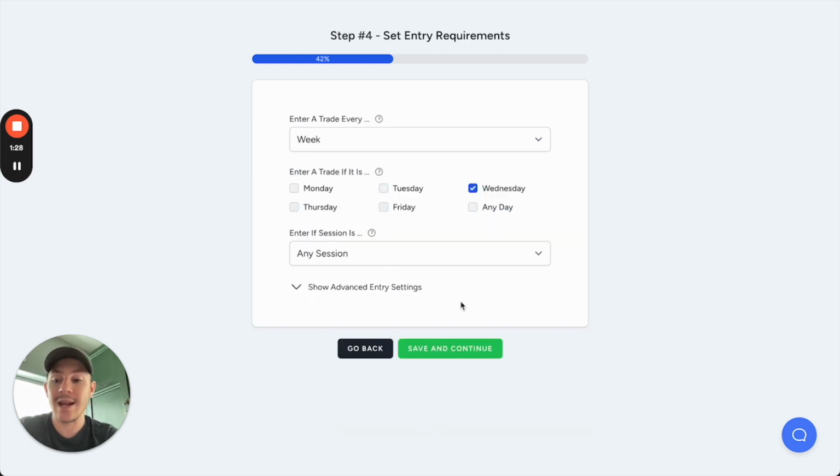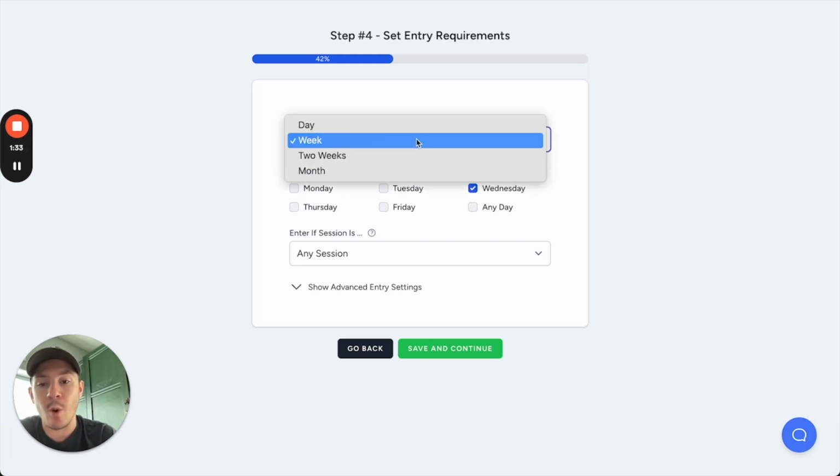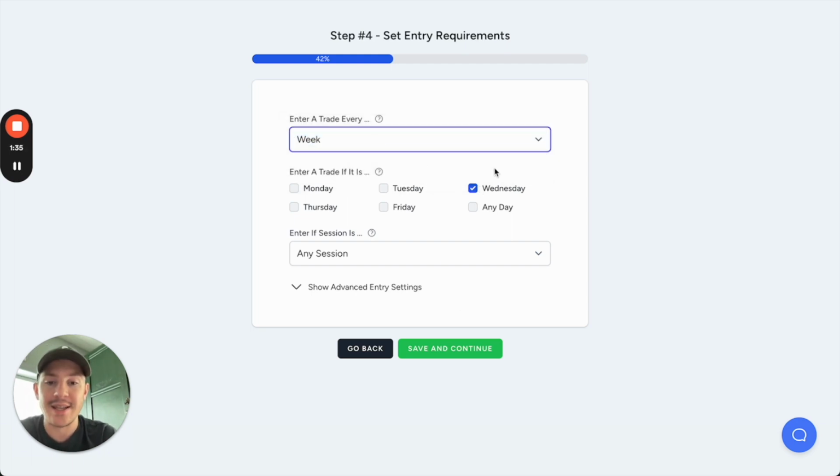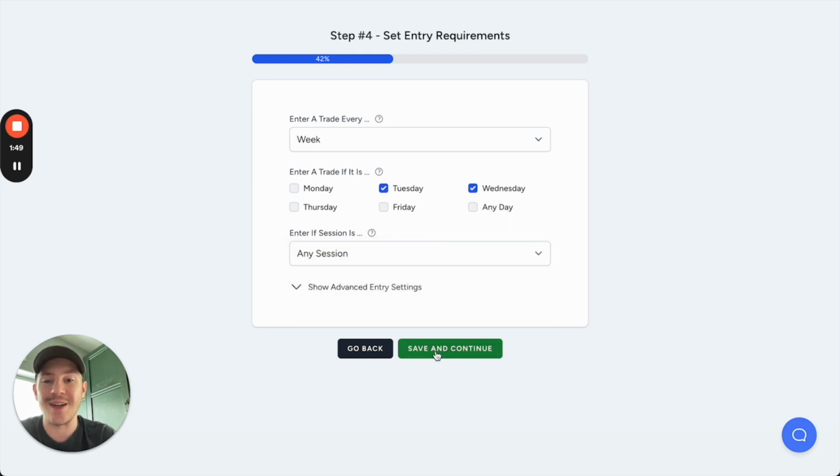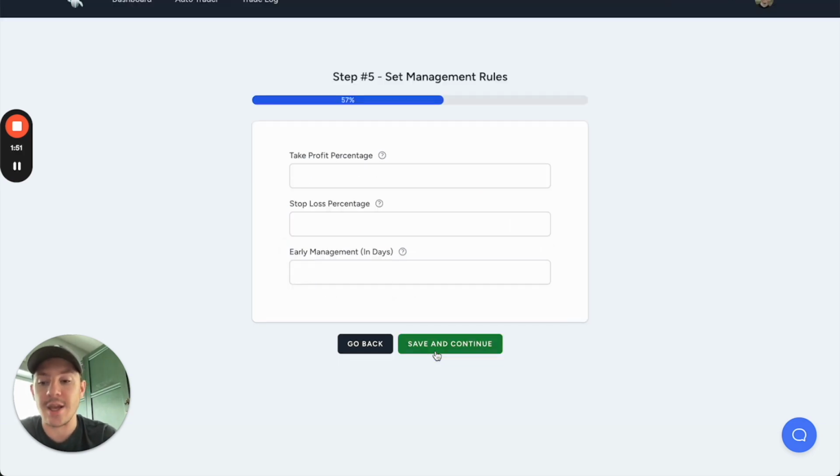Now we need to set how often we want the auto trader to enter. So again, we can do once a week on Wednesday. That's pretty standard. Or we can do multiple times a week, like Tuesday and Wednesday or something like that. Next, we can also enter the session. We want to enter in the morning, in the lunch session, in the afternoon session. Again, I'll just leave it any session and keep that as is. So again, we're going to enter on Tuesday and Wednesdays on a weekly basis.